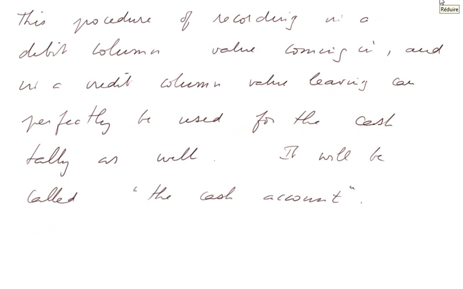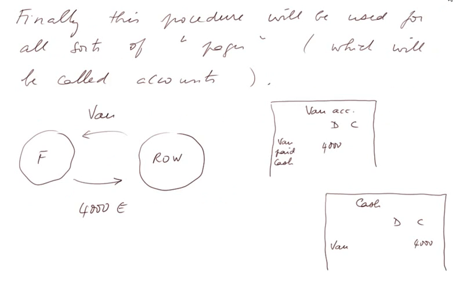This procedure of recording in a debit column value coming in and in a credit column value leaving can perfectly be used for the cash tally as well. And it will be called, of course, the cash account. Accounts are pages on which we record value of the same sort, nature. And let's take a peep at the very first mechanism of double entry accounting. Finally, this procedure will be used for all sorts of pages, which will be called accounts.